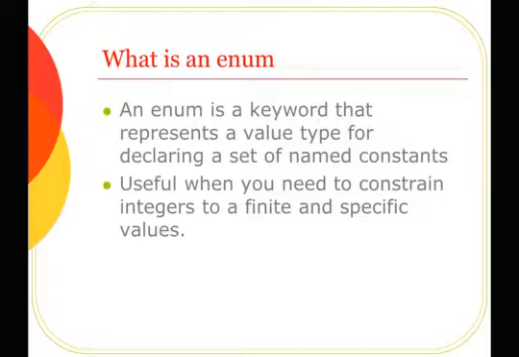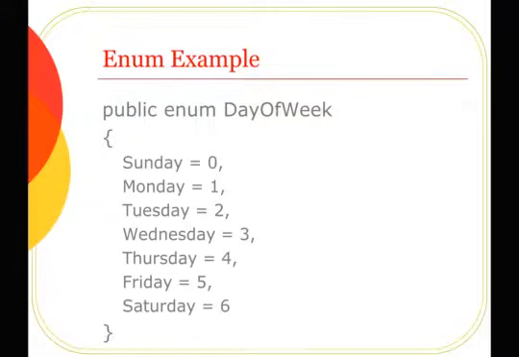So what is an enum? Enum is a keyword that represents a value type for declaring a set of known constants. It's used when you need to constrain integers to a finite and specific values. So this is how you declare an enum.